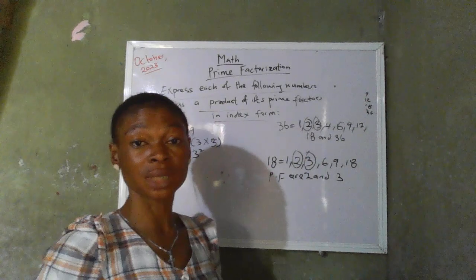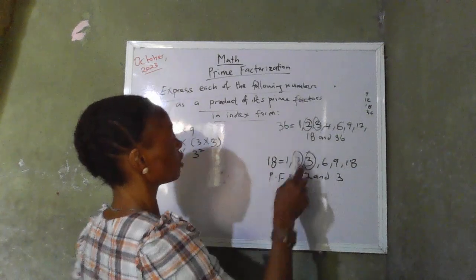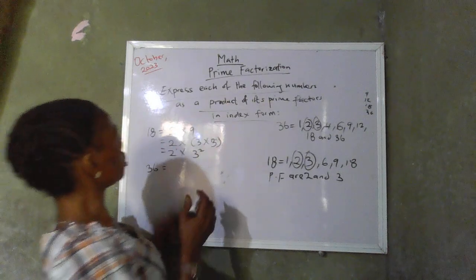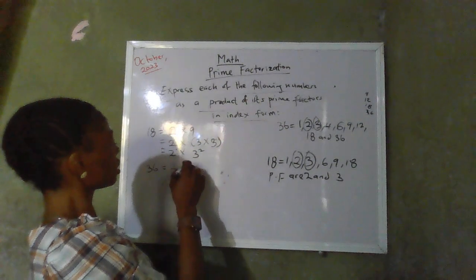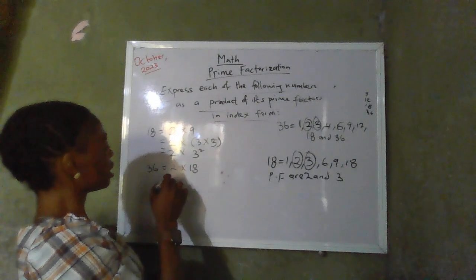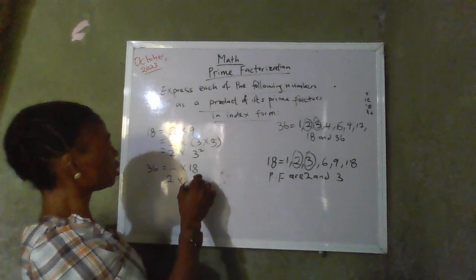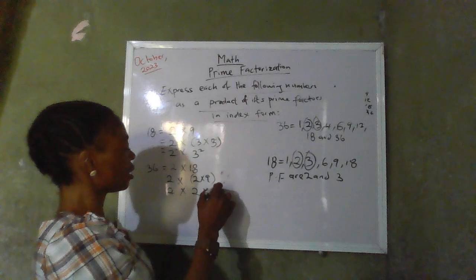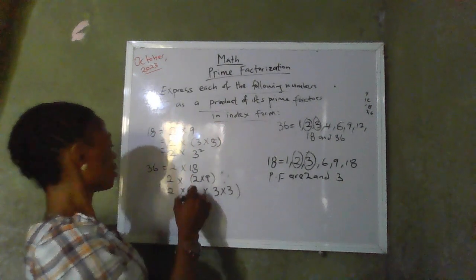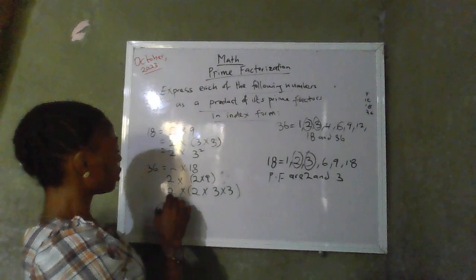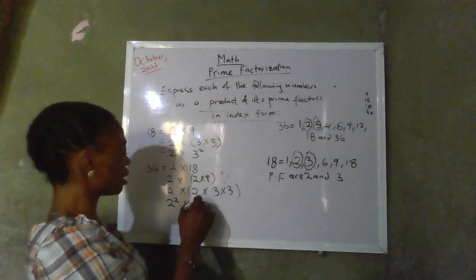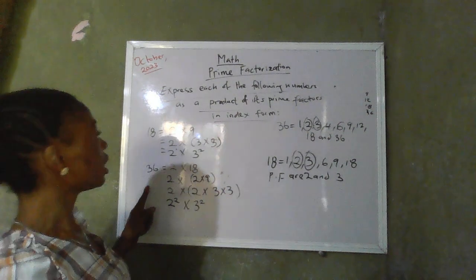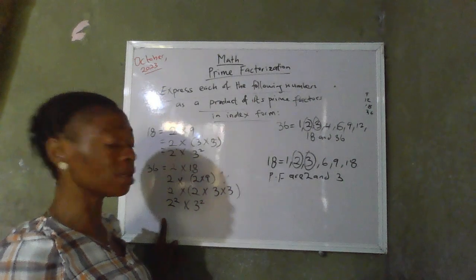So now let's express in index form. We can pick any. If we pick 2 multiplied by 18, break it down. 2 multiplied by 18, 2 times 9. Break it down. 2 multiplied by 3 times 3. Are we clear? Then we have 2 raised to the power 2 multiplied by 3 raised to the power 2. So here now we have expressed 36 as a product of its prime factors in index form.